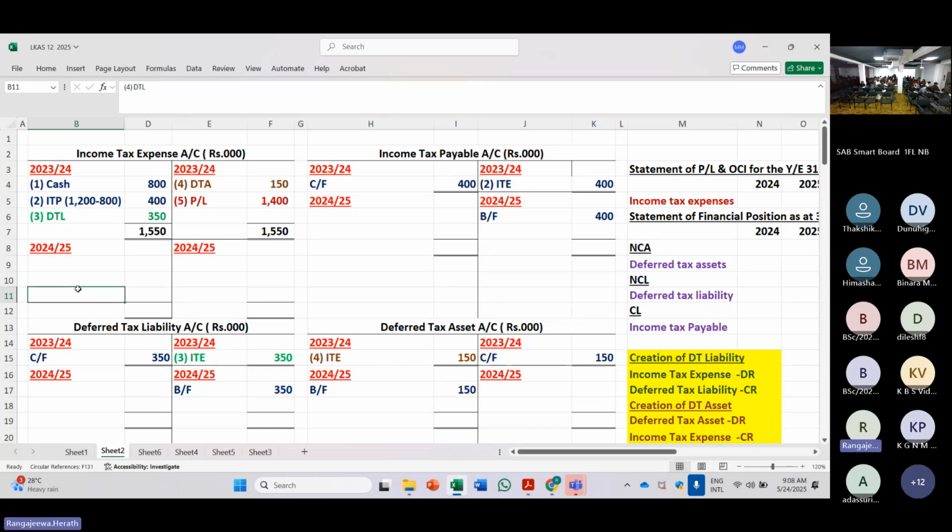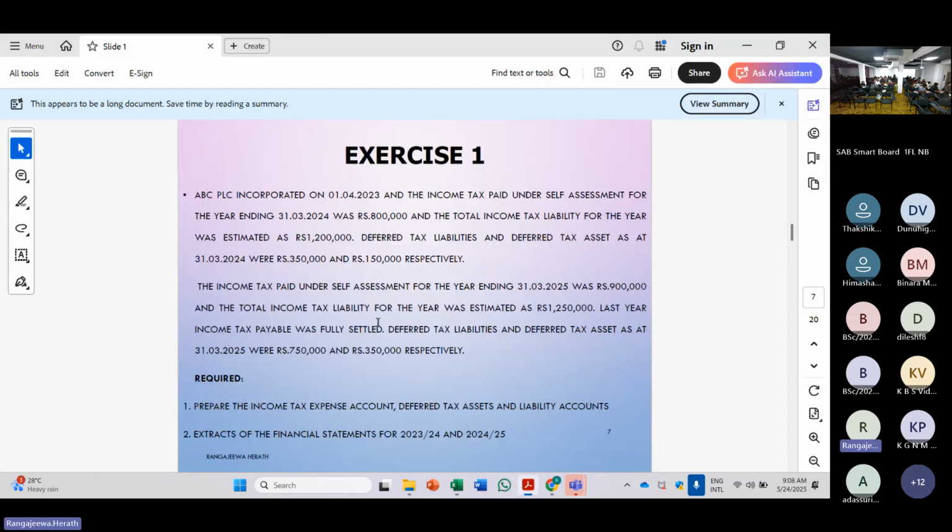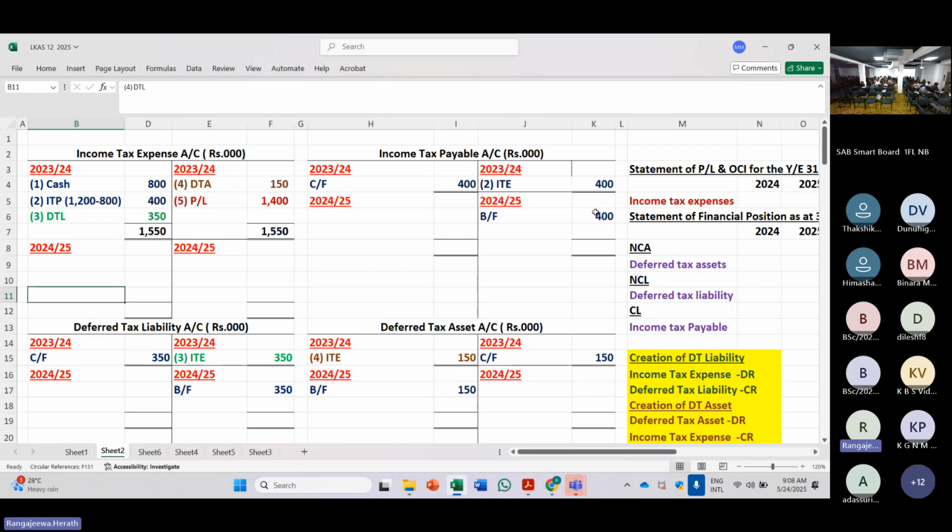Right. Now next year, we have the information for the next year. So 24-25, income tax paid under self-assessment 900. Total income tax liability 250. Last year income tax payable was fully settled. ඇත්තටම මුලින්ම ගෙවන්නේ ඒකනේ. ගිය අවුරුද්දේ ගෙවන්න තියෙන එක මේ 400 තමයි අපි මේ අවුරුද්දේ මුලින්ම ගෙවන්නේ. ගිය අවුරුද්දේ අන්තිම ක්වාටර් එකේ payable එක. Right? ඕක ගෙවලා දානවා.